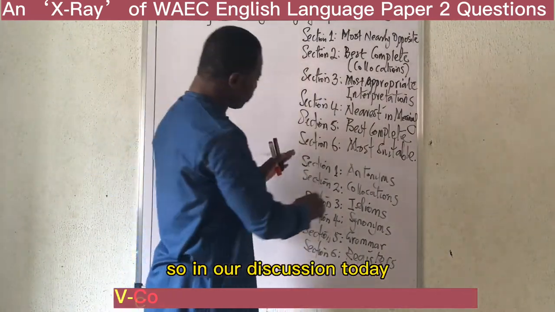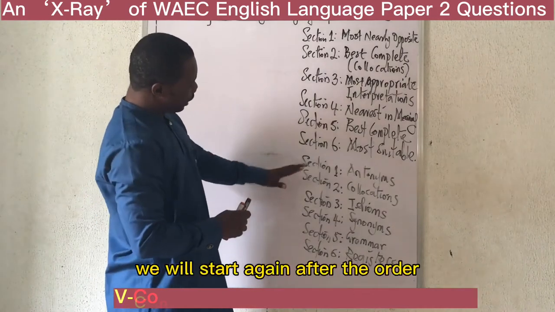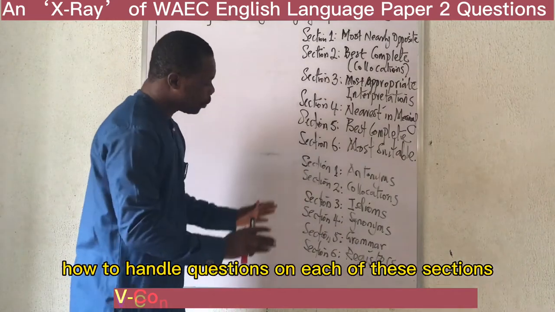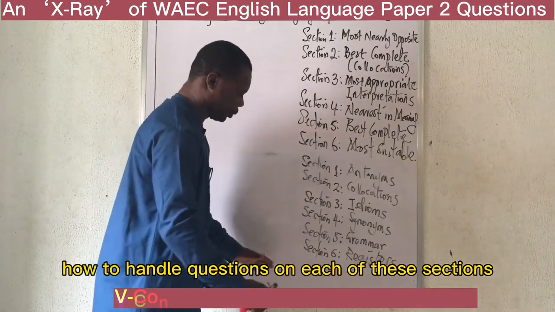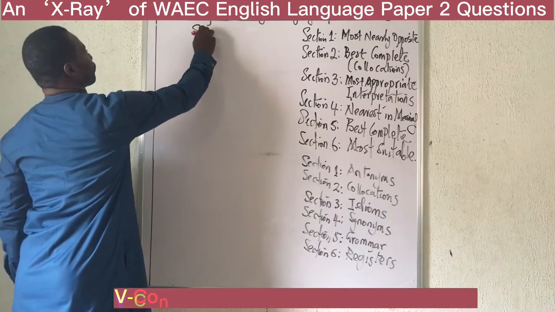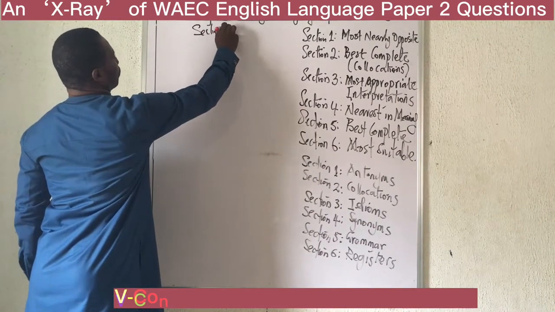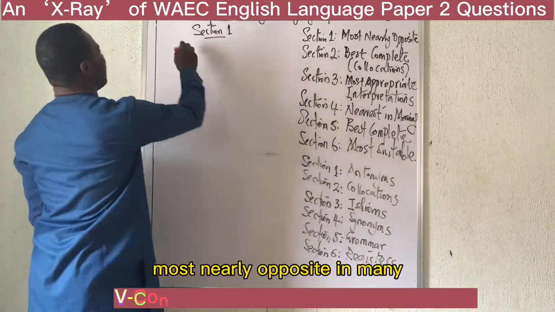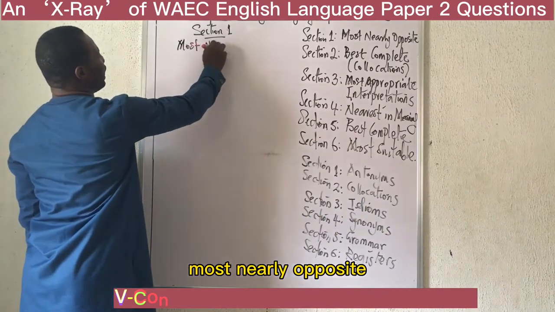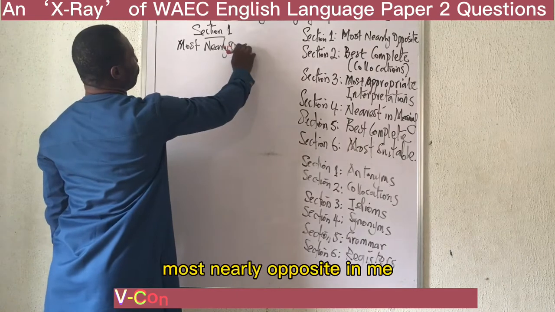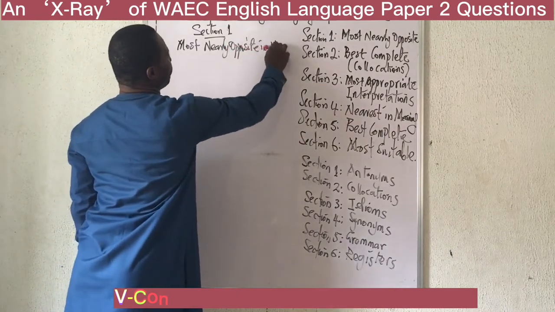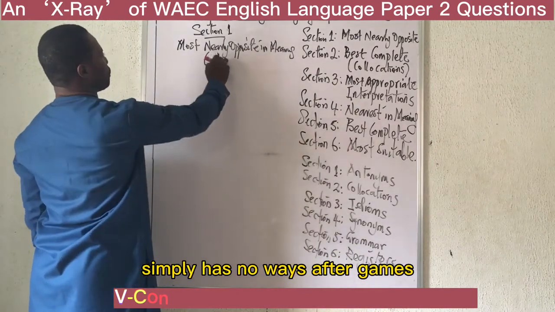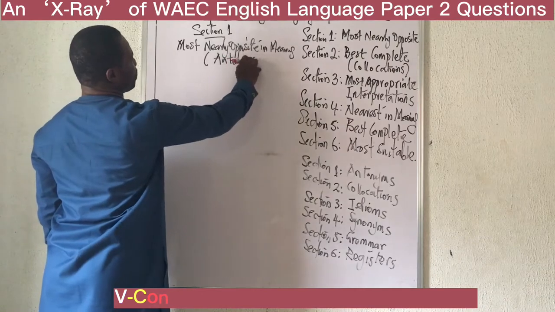So in our discussion today, we want to start taking them one after the other and then explaining very clearly how to handle questions on each of these sections. Section 1, most nearly opposite in meaning, which, as we said at the beginning, simply has to do with antonyms.